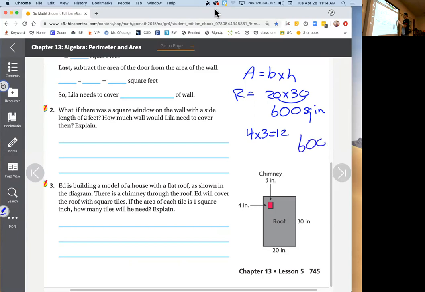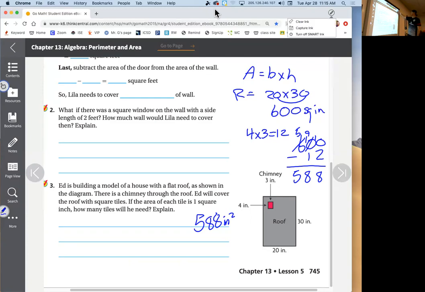Go 600 minus 12. Borrow from the hundreds. Borrow from the tens. Now we got 10. 10 minus 2 is 8. 9 minus 1 is 8. And 588. So we're going to need 588 square inches of tile. All right, so that is page 745.